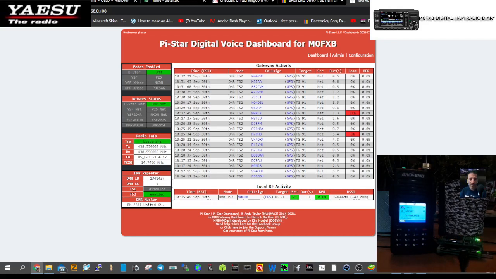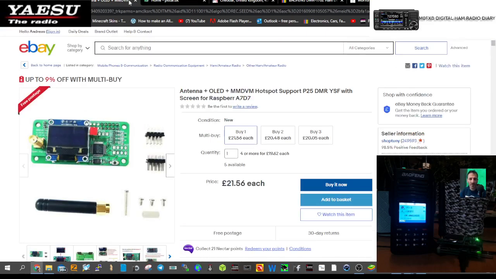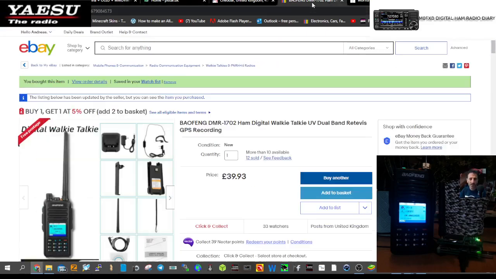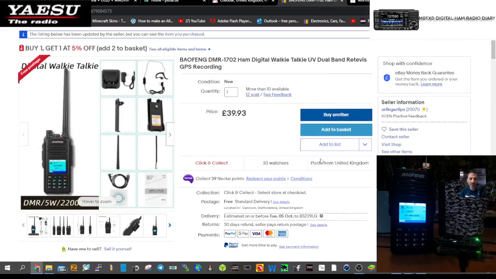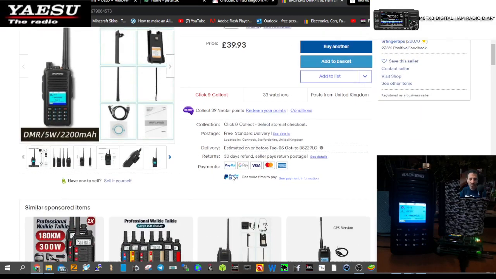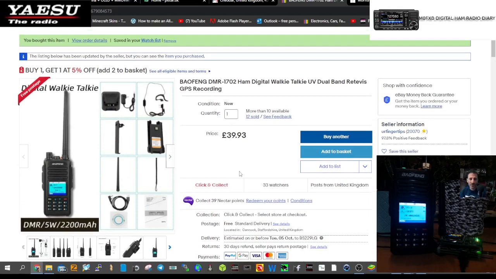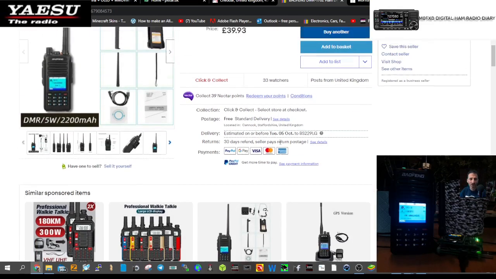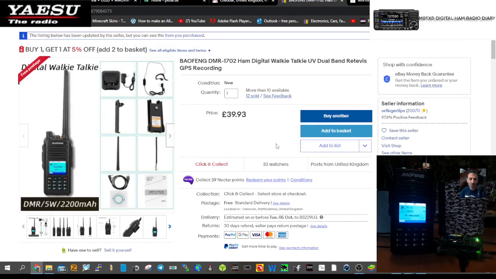So let's have a quick look at how I recommend you go about this. The first thing I would do is get on to a place like eBay and buy, this is the radio that I bought, BAOFENG 1702, £39, delivered in the UK, which is an absolute bargain. And this is a VHF, UHF and DMR radio with GPS built in. So that's that. That's £40 spent there.